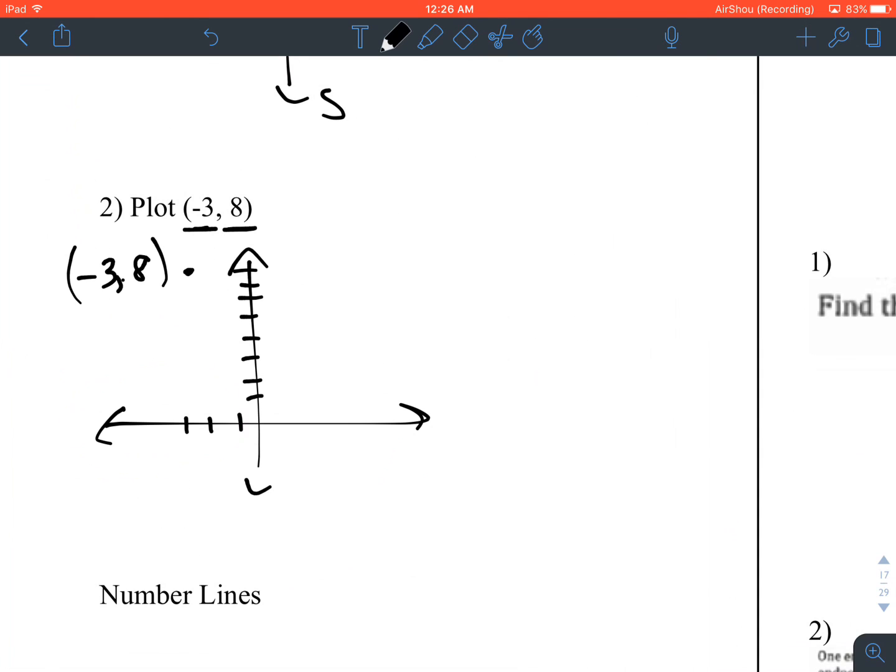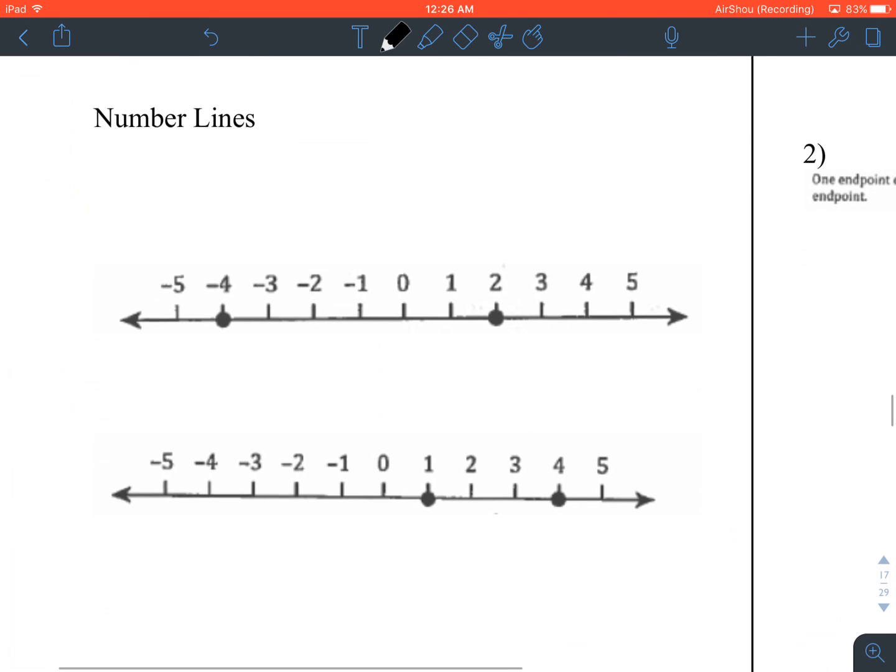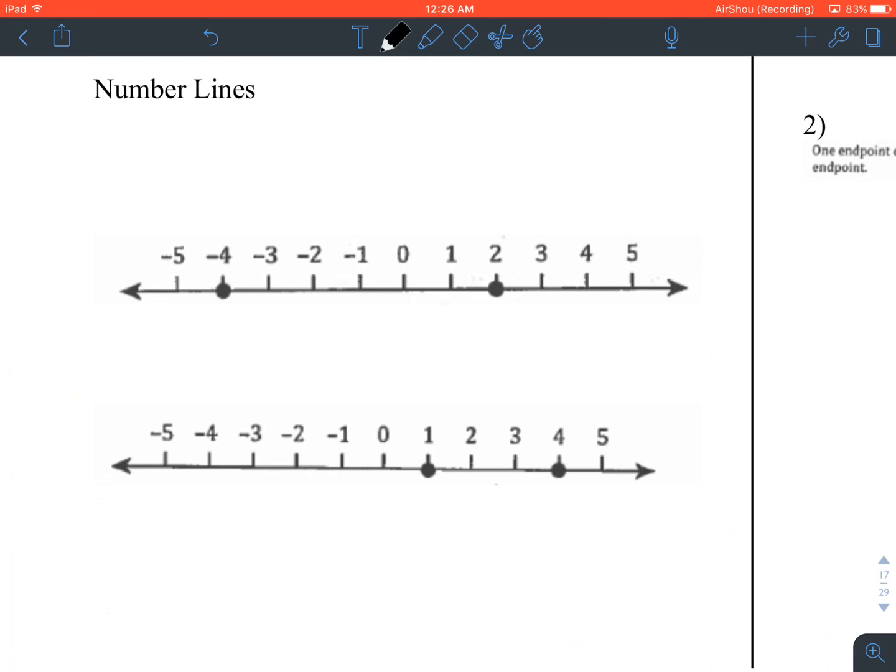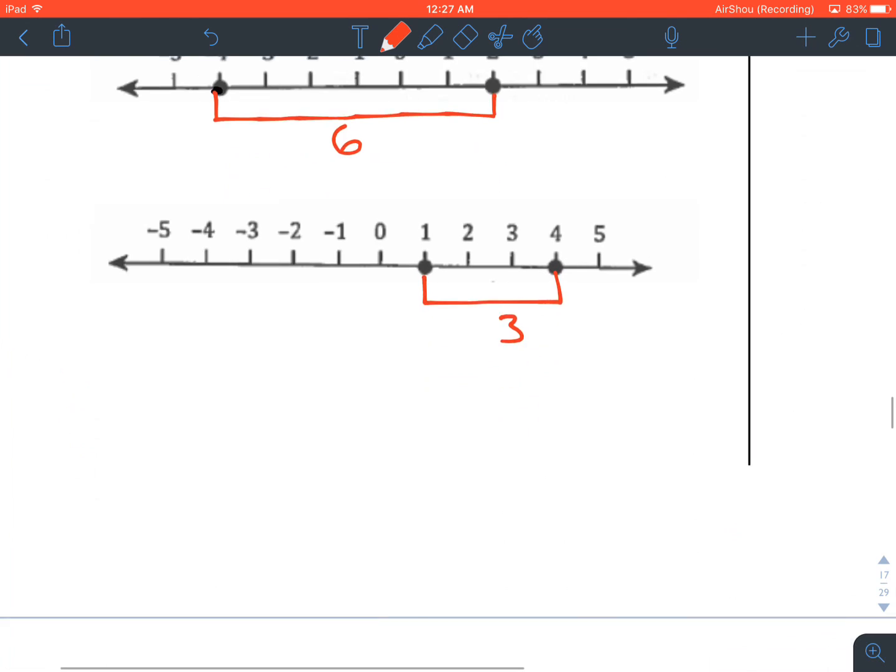Number lines, well, that's just a fancy math term for a line with numbers on it. Here's a couple examples. How far apart are these 2 points? From negative 4 to 2. 1, 2, 3, 4, 5, they are 6 apart. You could say the distance between those 2 points is 6. Down here, the distance from 1 to 4 is 3. You can just count the spaces. It's that simple.